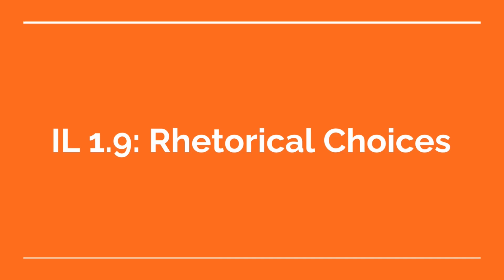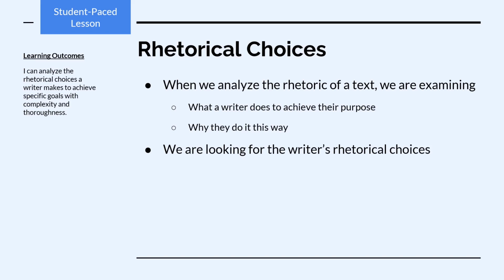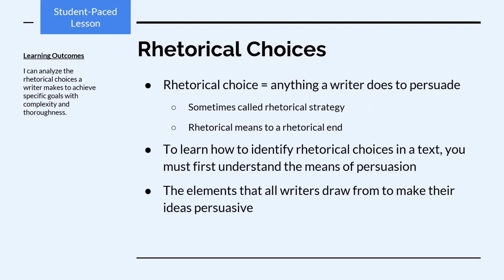Interactive Lesson 1.9, Rhetorical Choices. When we analyze the rhetoric of a text, we're examining what a writer does to achieve their purpose and why they do it this way. We're essentially looking for the different choices that a writer makes. A rhetorical choice is just anything a writer does to persuade. We sometimes call these rhetorical strategies, but essentially it's just any rhetorical means to a rhetorical end.